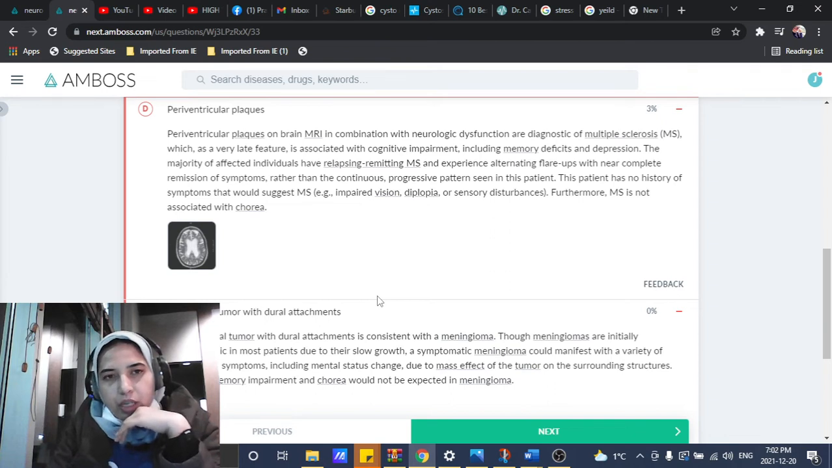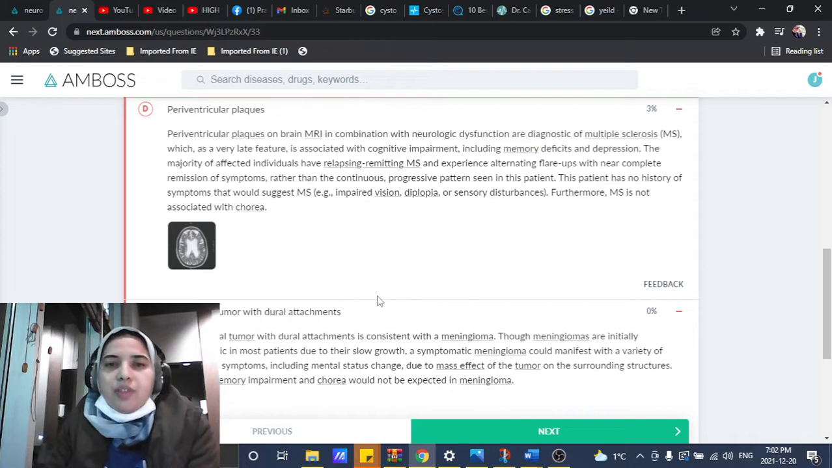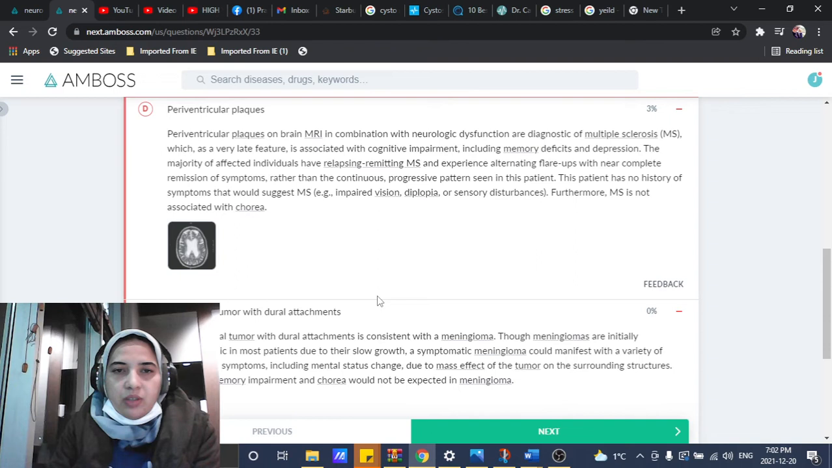So periventricular plaques on MRI in combination with neurological dysfunction is diagnostic of multiple sclerosis, which is a very late feature associated with cognitive impairment, including memory deficits and depression. The majority of affected individuals have relapsing and remitting MS and experience alternating flare-ups with complete remission of symptoms rather than continuous progressive patterns as in this patient. The key difference here is this patient is having continuous deterioration of the symptoms, but in MS you would have an on and off type of history, and this patient has no history of symptoms that would suggest MS, such as impaired vision, diplopia, or sensory disturbances.